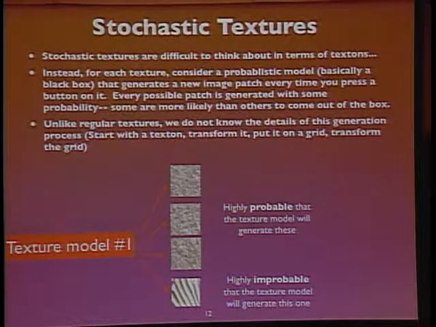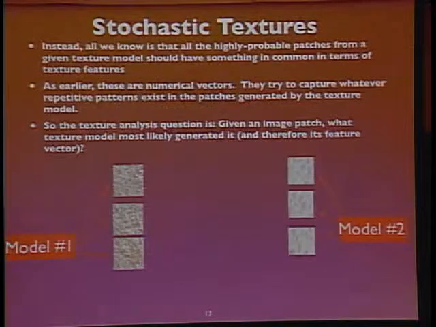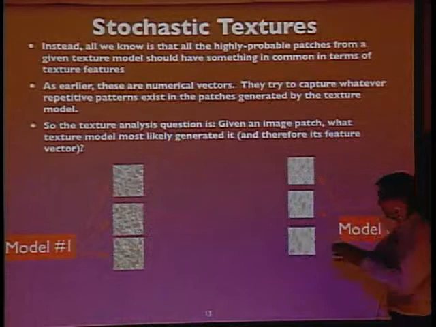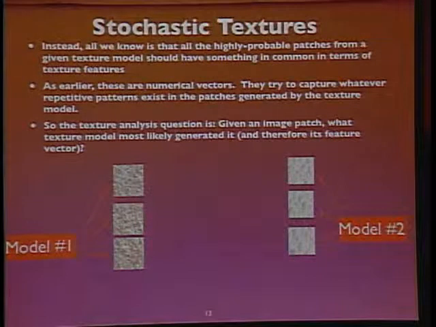We try not to think about the details of this generation process. We really had a recipe for regular textures, which was to start with a texton, transform it, put it down, start with another texton, transform it, put it down on the image, and then deform the grid. We're not thinking about that generative process. We're just thinking about it in terms of a black box. All we know is that some patches are probable and some patches are improbable. And that's how we describe a particular texture like the snow pattern on the television as distinct from the pattern of crevasses on a sponge.